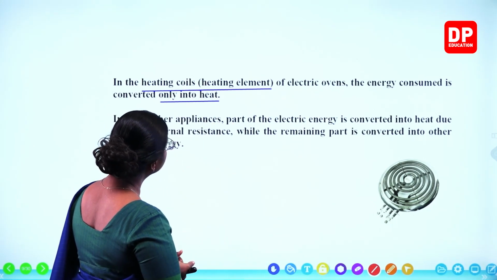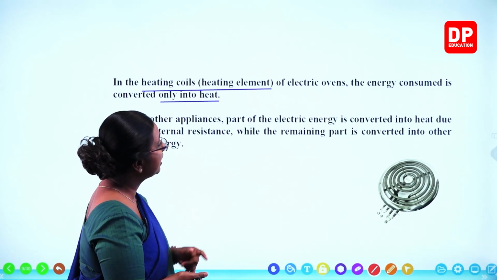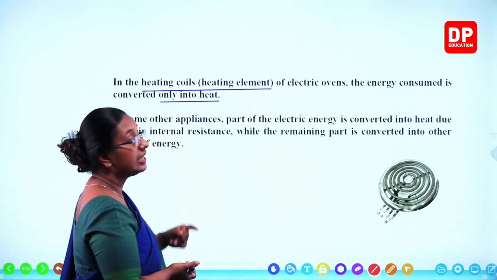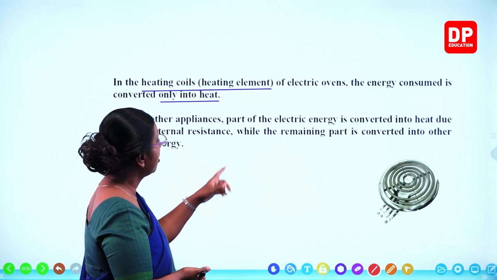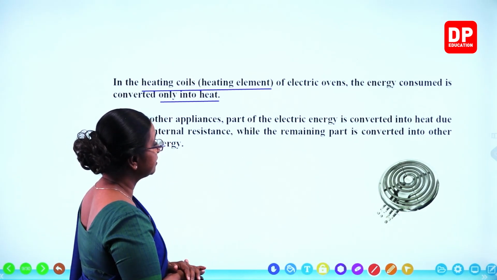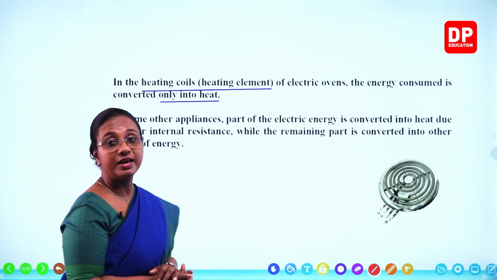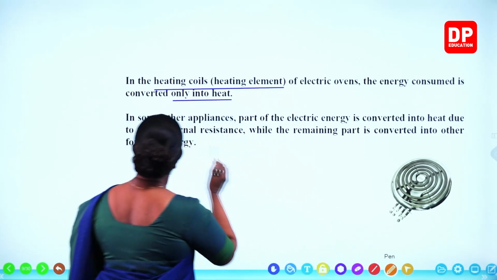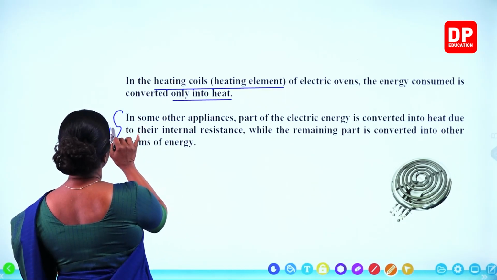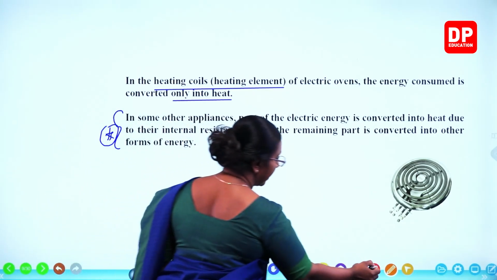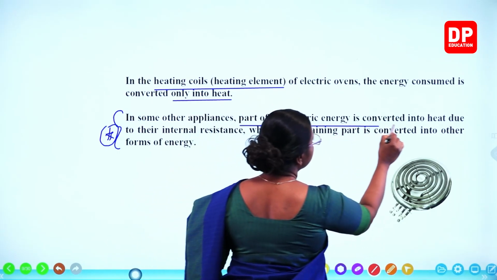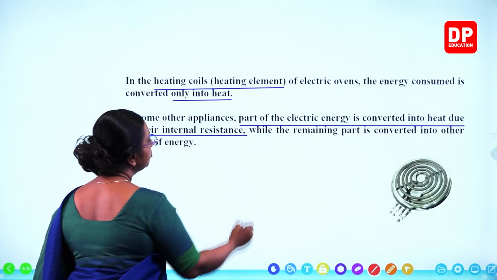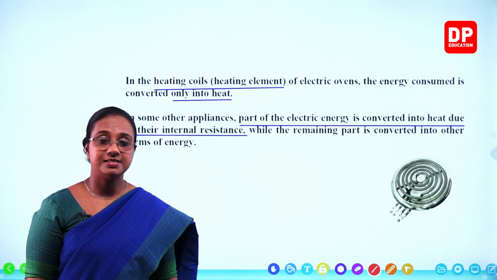So in some other appliances, part of the electric energy is converted into heat due to their internal resistance, while the remaining part is converted into other forms of energy. This is what I already discussed with you all. You have to remember this: in some other appliances, part of the electric energy is converted into heat due to their internal resistance.